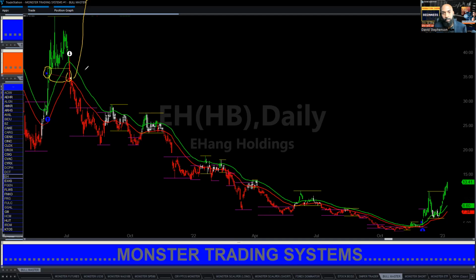And when do we get out? We get in on a break of resistance. We get out on a break of support. Get in on a break of resistance, get out on a break of support. It's the only thing we can control. And we think about the rest later.